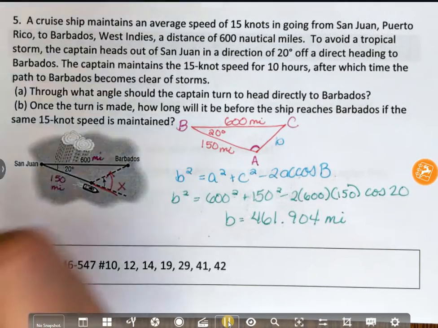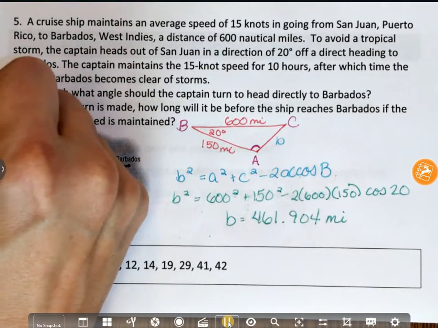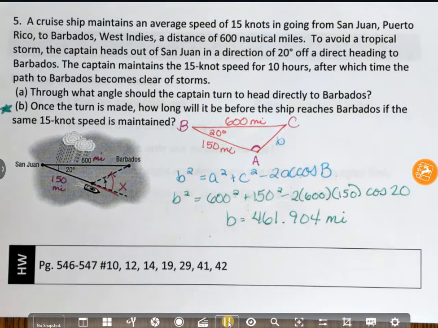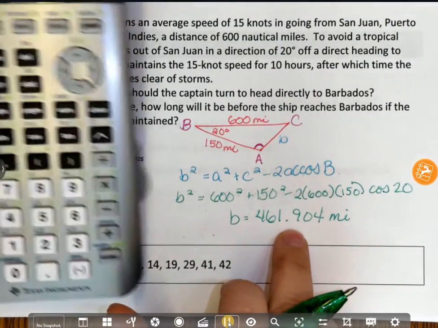And you know what? Since I'm doing that, and that's kind of actually what we're looking for right here, it doesn't say how far is it. It says how long will it be before I reach Barbados. So if I'm moving 15 miles an hour, I'm going to divide that number by 15.